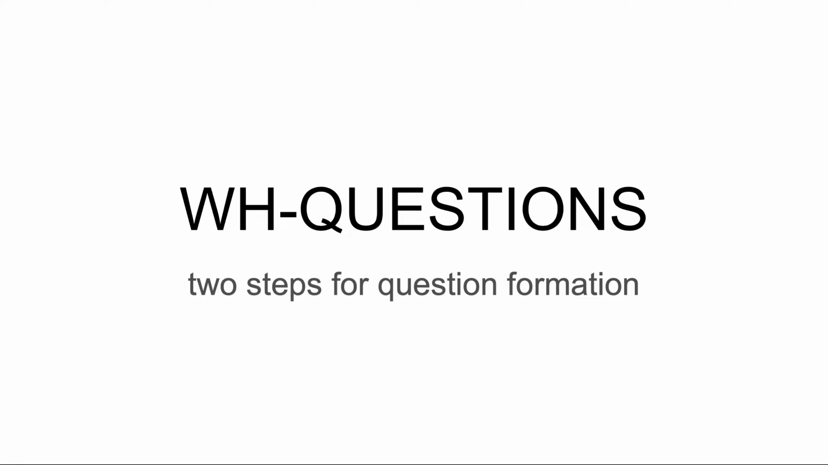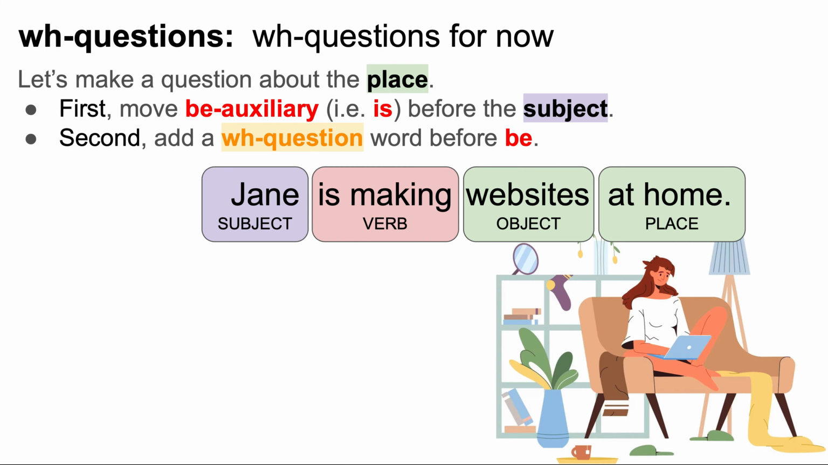Now let's look at the 2 steps for making questions. The 2 steps for question formation. Let's start by making a question about the place. So Jane is making websites, but we don't know the place. Well, first, we're going to move the be auxiliary, that is, before the subject. Here the be auxiliary is. So let's move it.